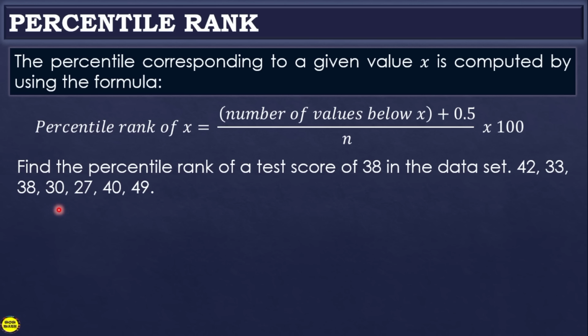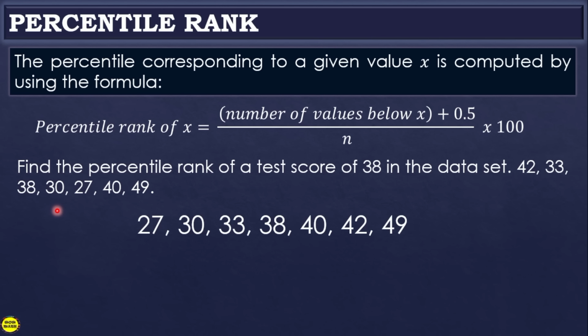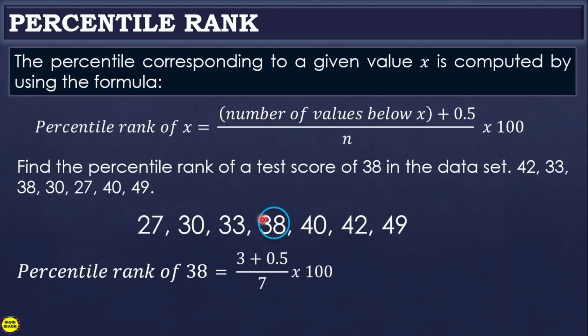So, ito yung tinatanong kung pang ilang percentile rank yung score na 38. Okay, so una, i-arrange muna natin yung score in ascending order. And then, para makuha natin kung ilan yung score below 38. Okay, so ilan yung score below 38? So, tatlo. So, using the formula, the number of values below 38 is 3 plus 0.5 divided by 7, kasi 7 lahat yung given natin, times 100. So, 3.5 divided by 7 times 100, the answer is 50.